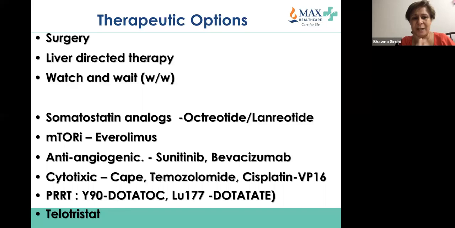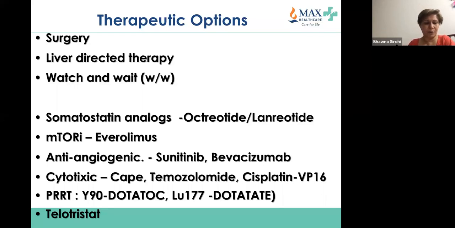So the top 3 I won't talk about, because for surgery, I may show some studies down the line which show that patients who do undergo surgery, even with metastatic disease, have a better outcome. Liver-directed therapy also I will touch on towards the end. And there is a lot of debate about whether you should do transarterial chemoembolization or just transarterial embolization or just radioembolization. So I will talk a little bit about that as well towards the end.